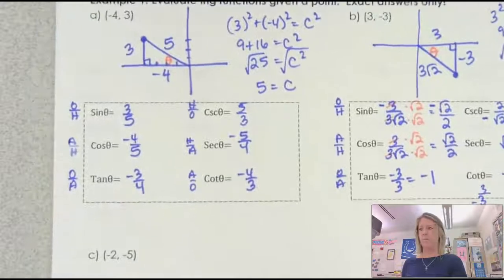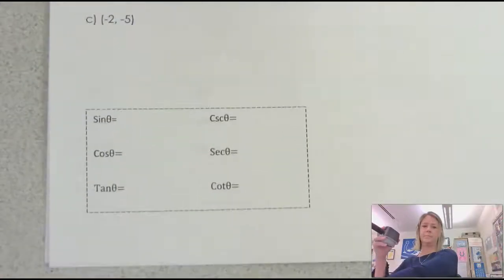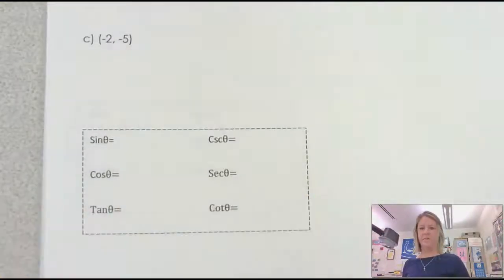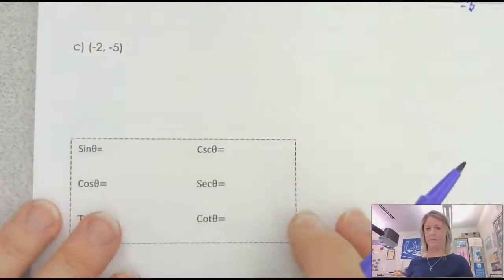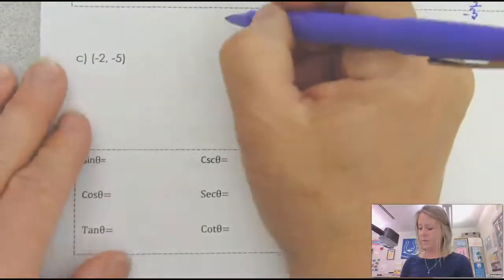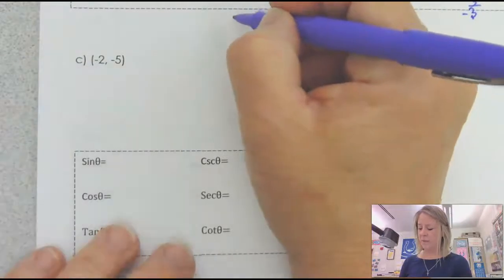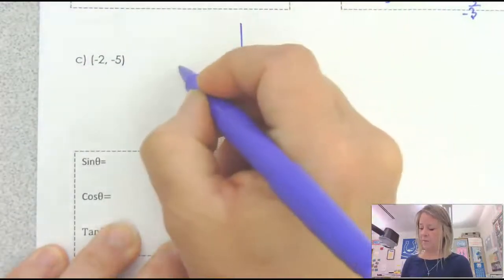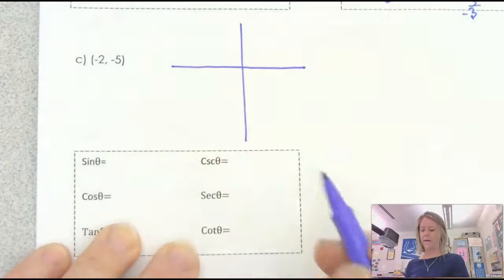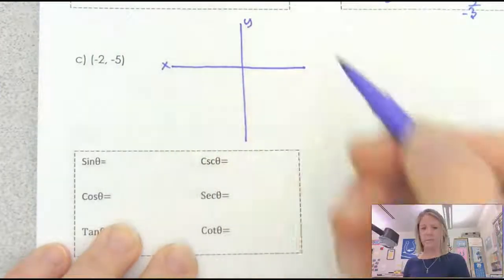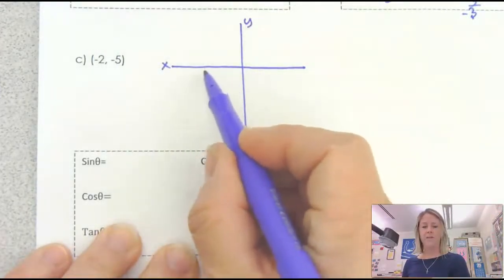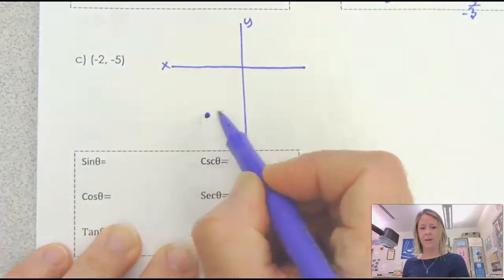Let's try one more. All right, so this time I've got 2 negatives. So I got to really be careful here. I'm going to have negatives all over the place. We're going to plot that point, (-2, -5). So my xy axis, I guess I should be labeling these, I'm not. So if I go back 2 and down 5, it's going to be about right there.